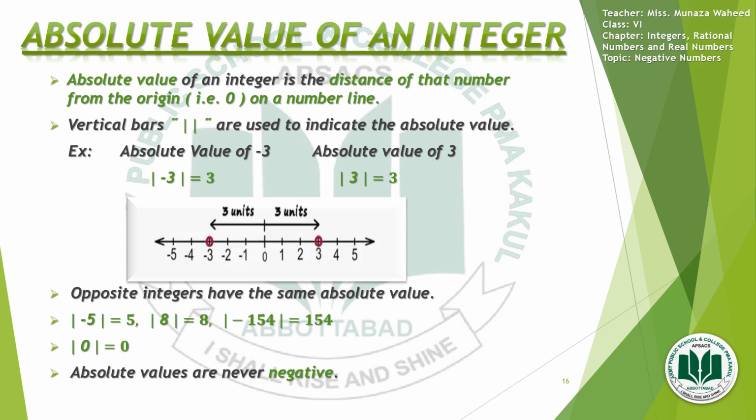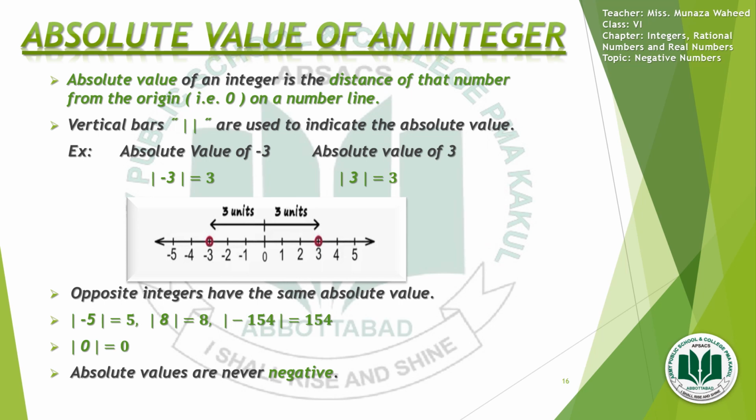And remember that distance is never negative. We cannot say that it is -3 units away from 0. So, as the distance between -3 and 0 is 3, we say that the absolute value of -3 is 3. What would be the absolute value of 3 then? Let's see how far is 3 from 0 on a number line. Again, it's 3 units away from 0. So the absolute value of 3 is also 3. So we conclude that the opposite integers have the same absolute value.